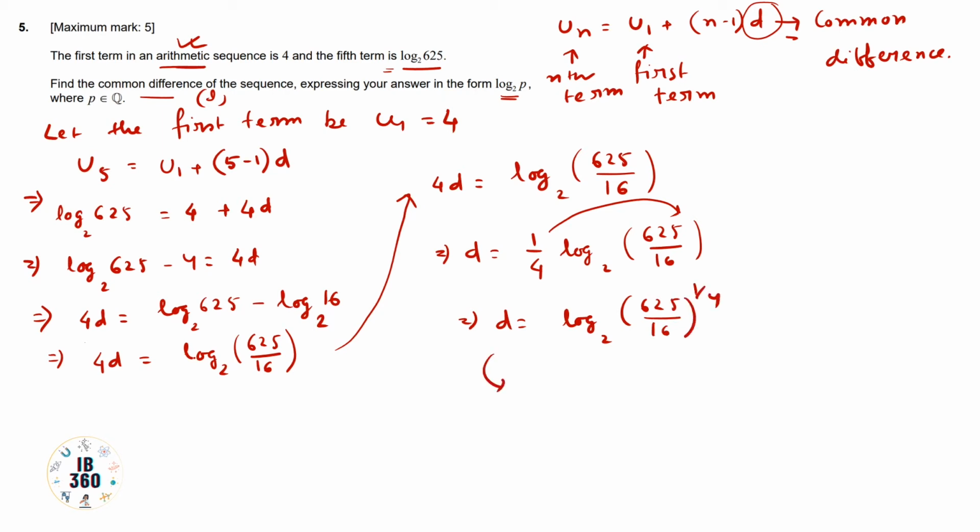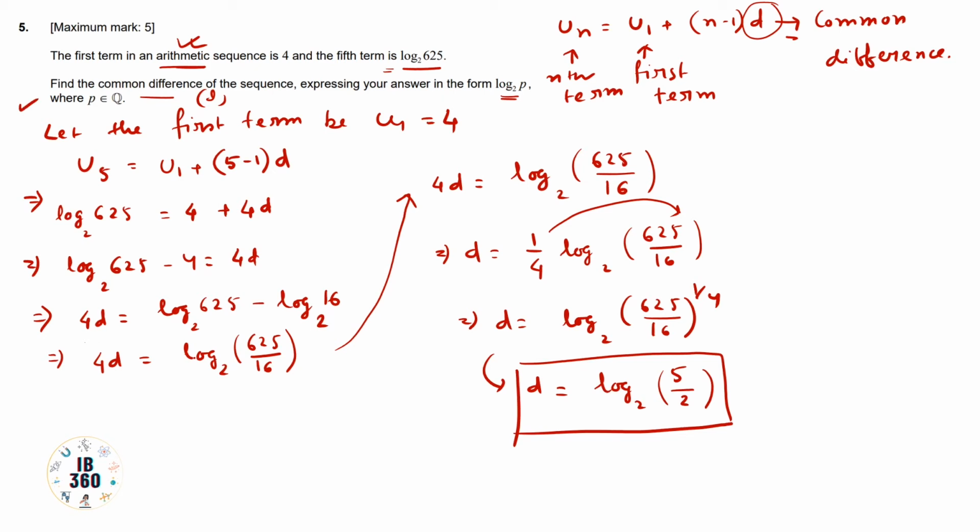If we simplify that, we will find d equals log base 2 of, the fourth root of 625 is 5, and the fourth root of 16 is 2. So 5 by 2. This is the answer, d in terms of log. The question says find the common difference of the sequence expressing your answer in terms of log base 2 of p, where p is in Q. So obviously p is in Q. So this was the fifth question.